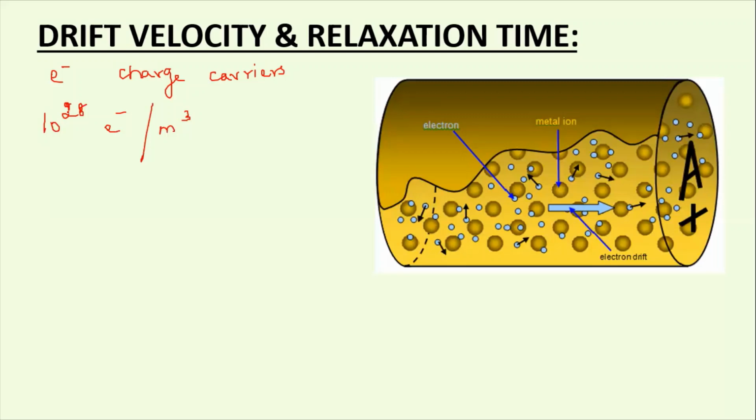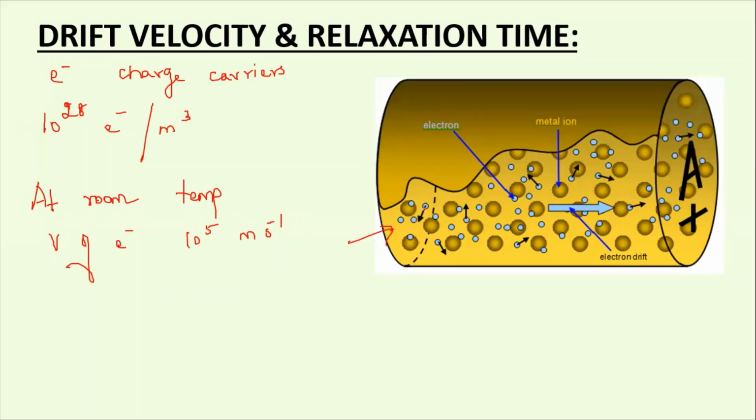Usually when we keep a conductor at room temperature, the electrons will move with velocities of the order of 10 power 5 meter per second. At room temperature, the velocity of an electron will be 10 power 5 meter per second. Okay. So now you can see a cross section of a conductor here.